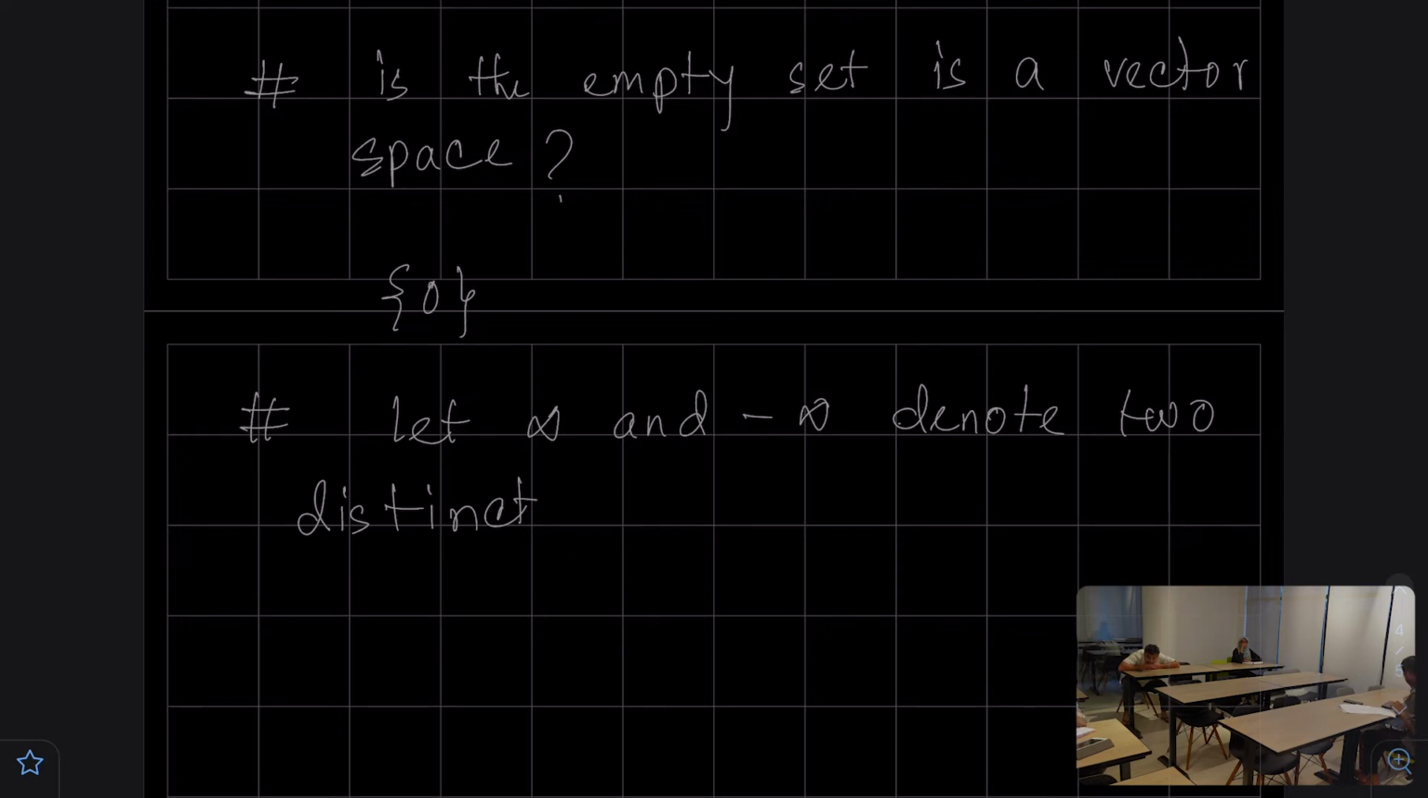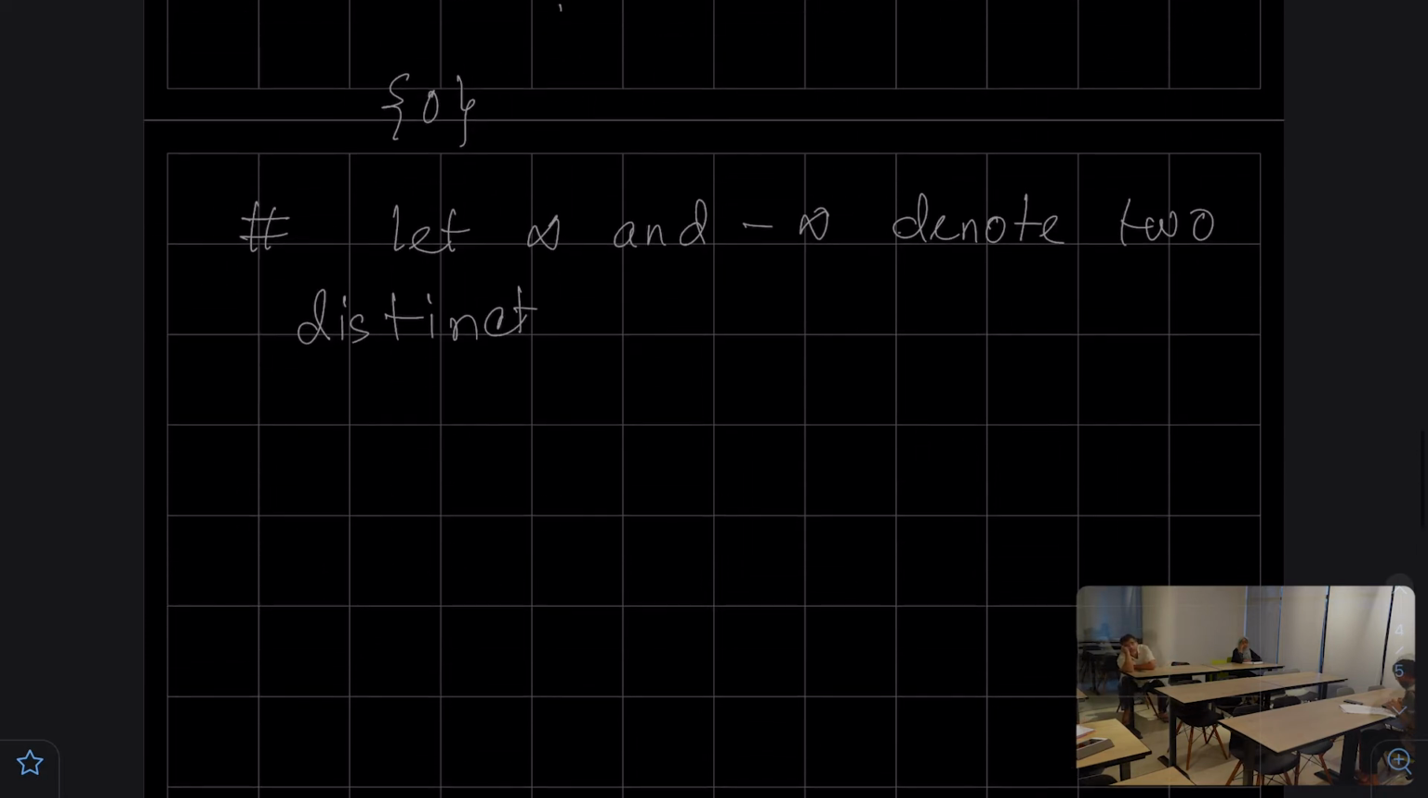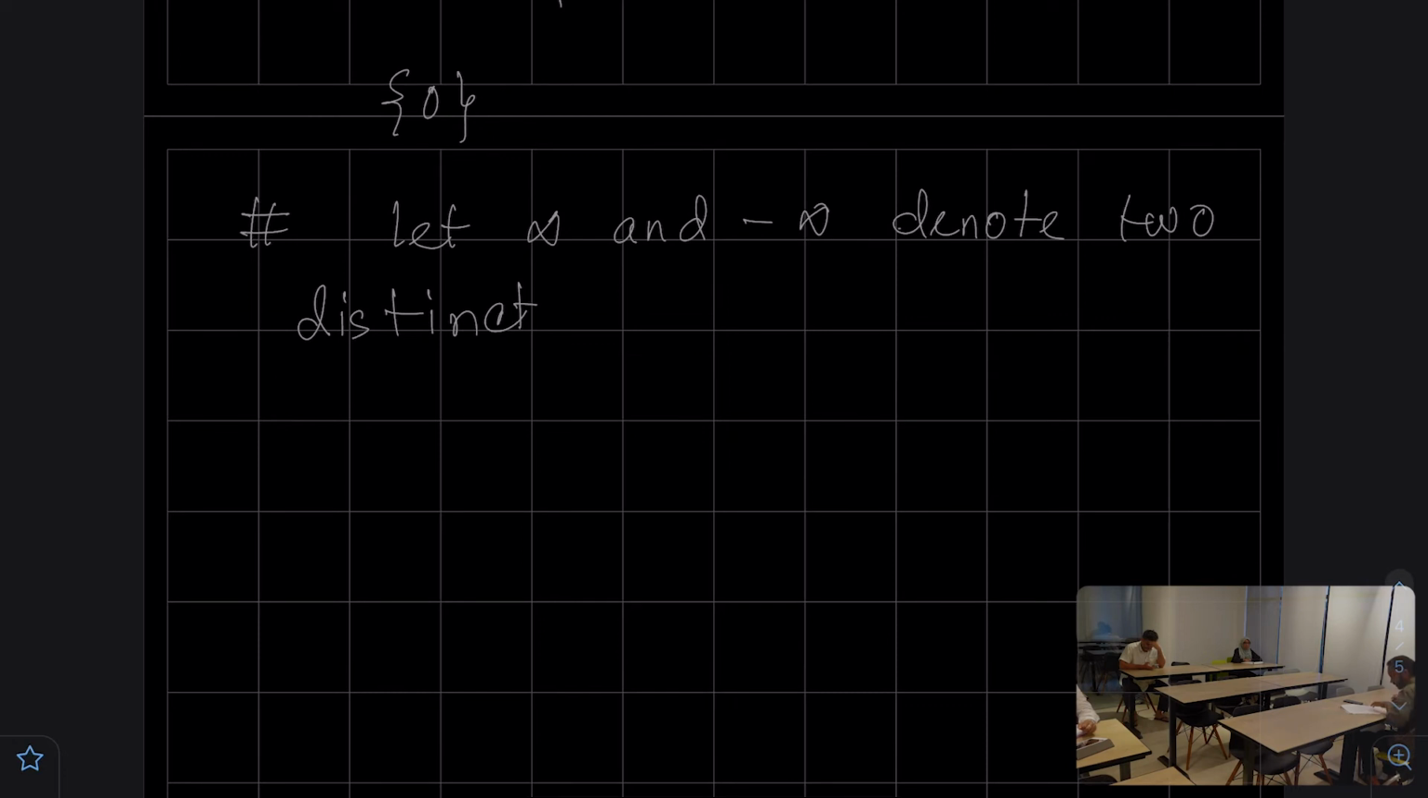So let infinity and minus infinity denote two distinct objects, neither of which is in R. Define addition and scalar multiplication. These are infinite, right? Yeah.